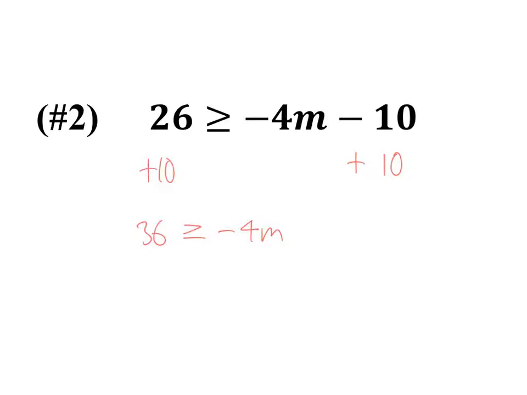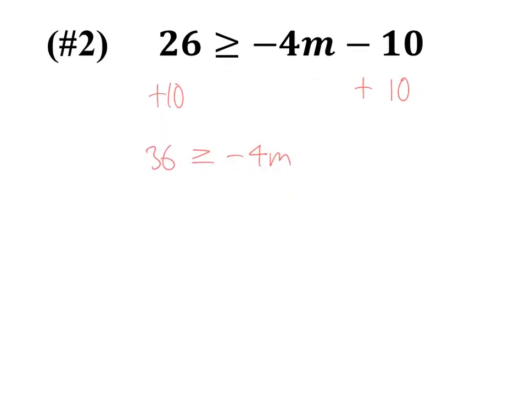Okay, what's next? Well, we need to get rid of that negative 4 times m, so we're going to divide by negative 4. We're going to get 36 divided by negative 4 is negative 9. Now, what's the sign going to be? Is it still going to be greater than or equal to, or is it going to be less than or equal to? And how do you know? Well, it's actually going to be less than or equal to, but why? We divided by a negative number, so we need to flip the inequality. It's going to be negative 9 is less than or equal to m.